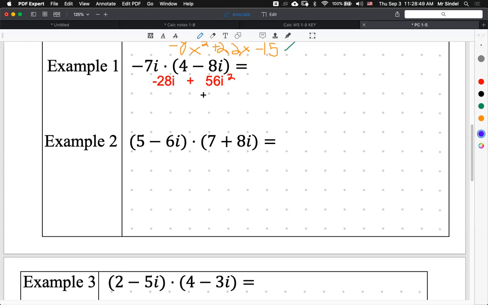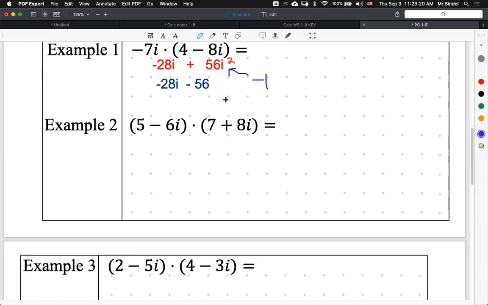All right, Ellery, do you want to do the next step on example 1 for us real quick? Yeah, so you know that i squared is negative 1. So you just do negative 1 times 56, so it becomes negative 28i minus 56. Perfect. Yep. And I'll annotate that as well. This i squared right here is negative 1. Hey, my stylus is working again.